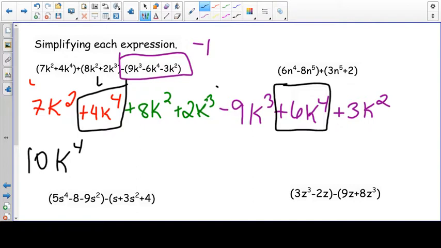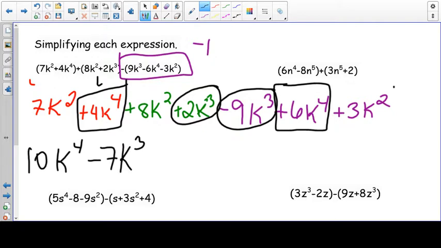Next, I'm going to look for 3's. So I have 2k to the third, and I have -9k to the third. In this case, I have 2 minus 9, which gives me a negative 7. So it's negative 7k to the third. And then lastly, I look at all my squared terms. So I have 7, 8, and 3. All those are going to be positive, so let's add them all together. 7 plus 8 gives me 15. Plus 3 more gives me 18.